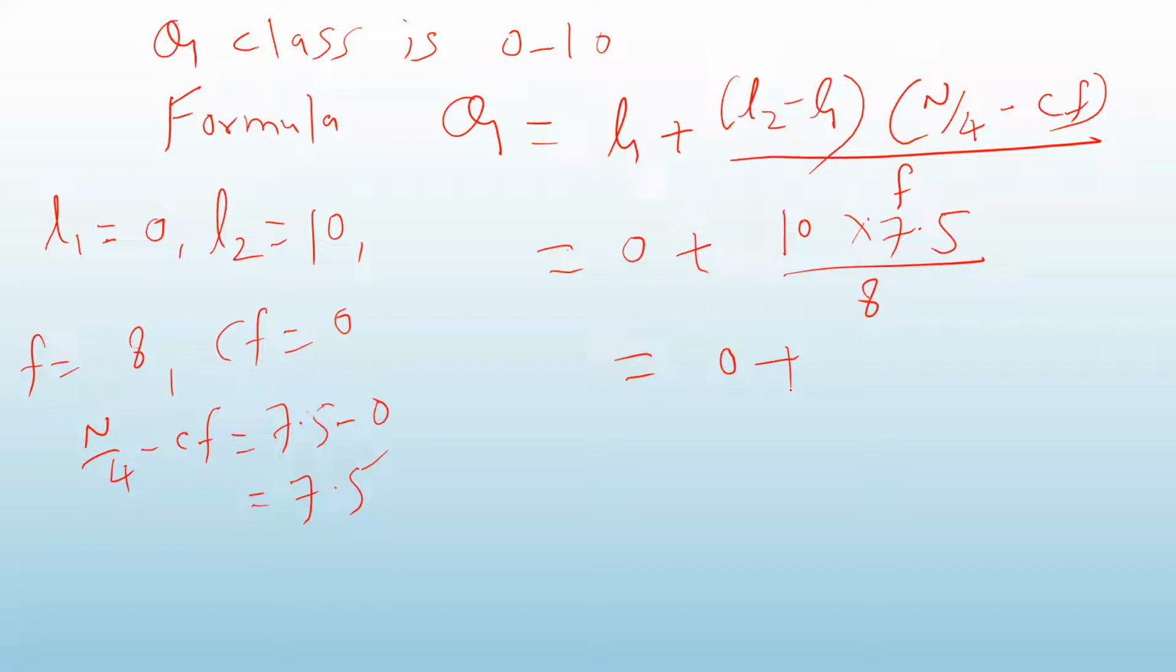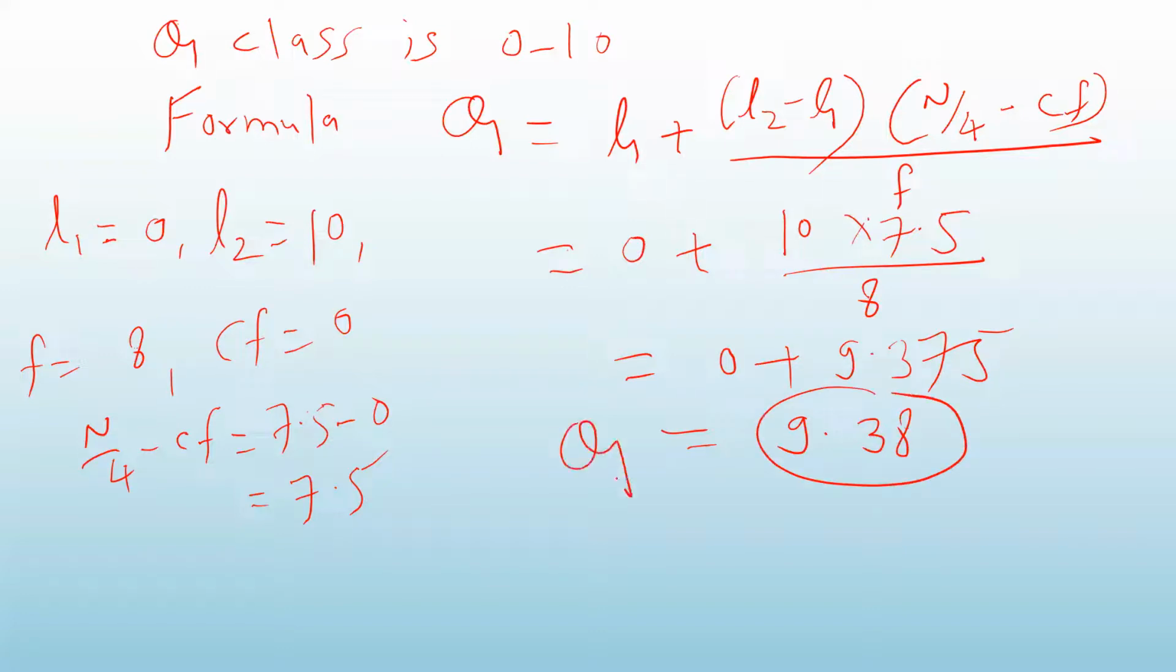Let me just check. 10 into 7.5 divided by 8. So I'm getting 9.375. Okay. So when you add it to 0, you will get 9.375. We can take only 2 decimal places. So 9.3. This is the value. Okay. Are you getting this? Q1 is 9.3. See, always, generally now after decimal, we take 2 places. So you have to take after decimal only 2 values.